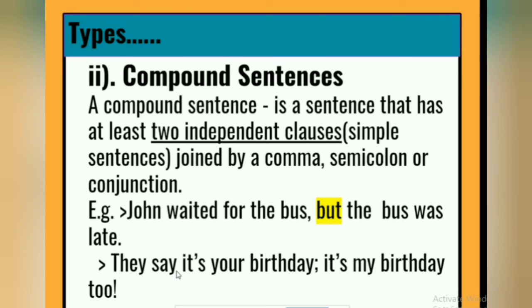Another example, they say it is your birthday. It is my birthday too. So this first part, they say it is your birthday. This part is complete. It can stand alone and bring complete meaning. And the second part of this sentence also is complete. So compound sentences do join two independent clauses or simple sentences.